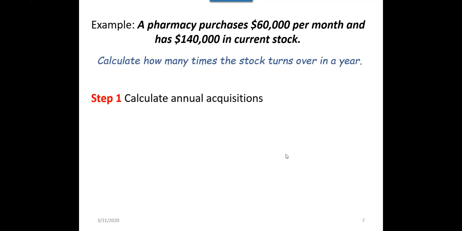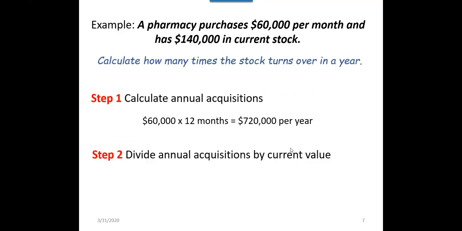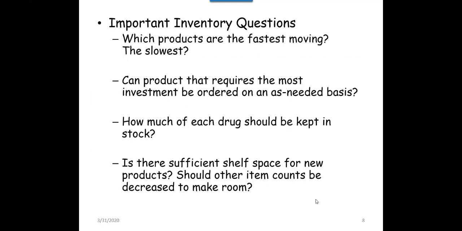There's 12 months in a year, so that's how much we've spent per year. Then you divide the annual acquisitions by your current value. So we're given that we have 440,000 in stock. I think there's two of these on y'all's exercise, when you go back, the second exercise for the day.